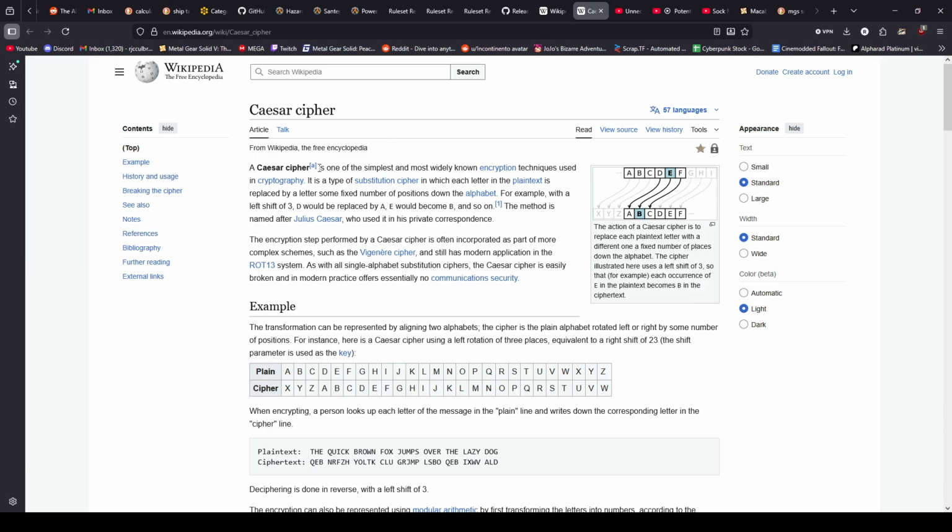A Caesar cipher is one of the simplest and most widely known encryption techniques used in cryptography. It is a type of substitution cipher in which each letter in the plain text is replaced by a letter some fixed number of positions down the alphabet. For example, with a left shift of 3, D would be replaced by A, E would become B, and so on.